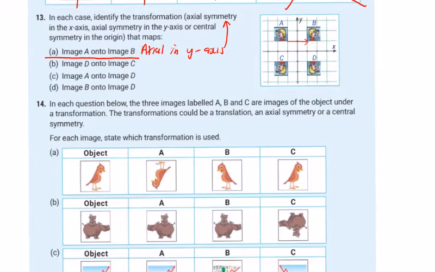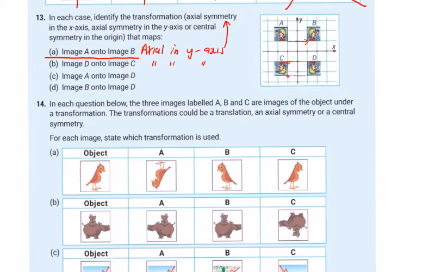Axial symmetry in the y-axis, D to C. So here's the top of his head. D to C. He's going that way the same distance to the other side, it looks like. So again, it looks like also axial symmetry in the y-axis.